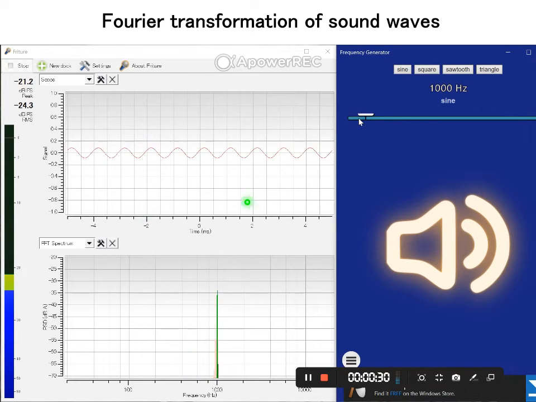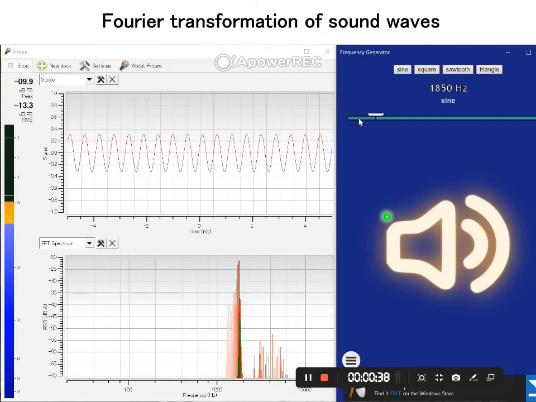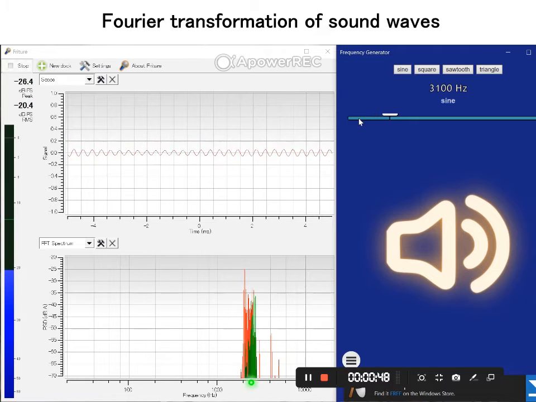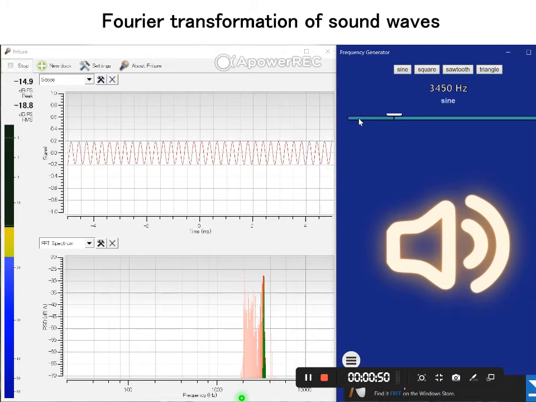Now I'm increasing the frequency to 500 Hz. In the lower left figure, you can see that there is a peak at 500 Hz. The waveform becomes easier to see when the frequency is increased. Now it's 1000 Hz.